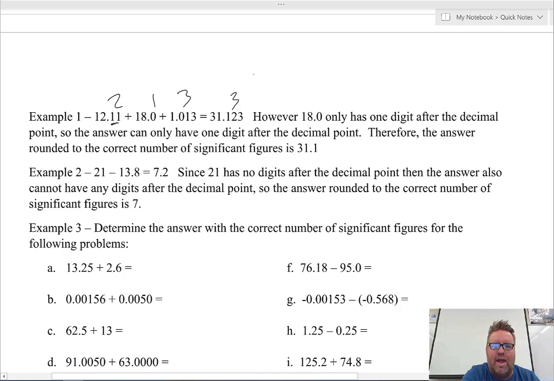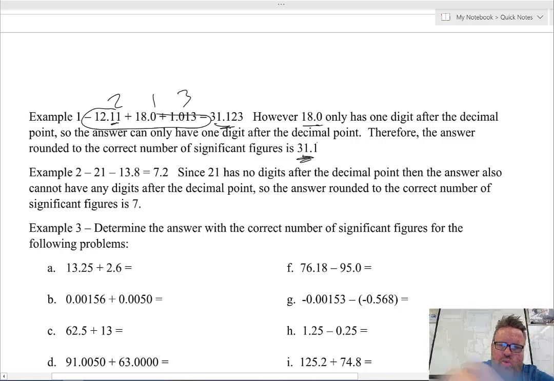Sorry, no, that's not correct. Those are the 3 numbers that we're adding together. You add them together, the calculator says the answer is 31.123. But because the number 18.0 only has 1 digit after the decimal point, and it doesn't matter again if it's significant or not, our final answer also can only have 1 digit after the decimal point. So the final answer is 31.1.